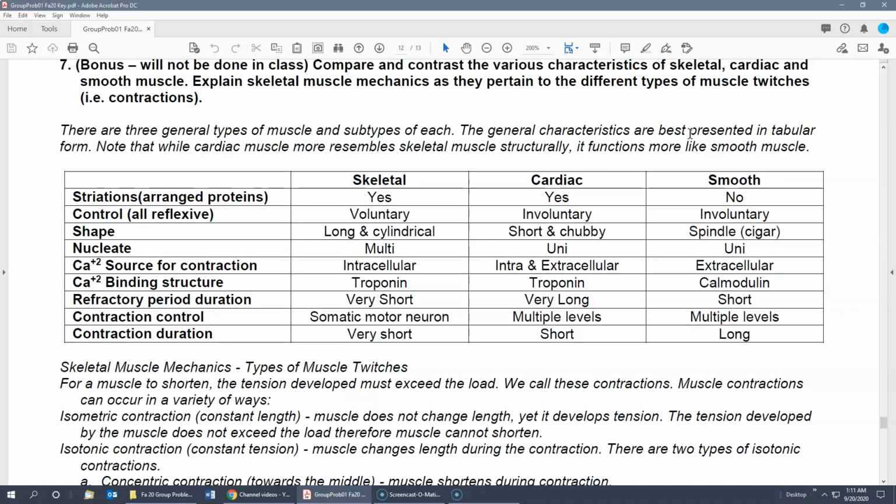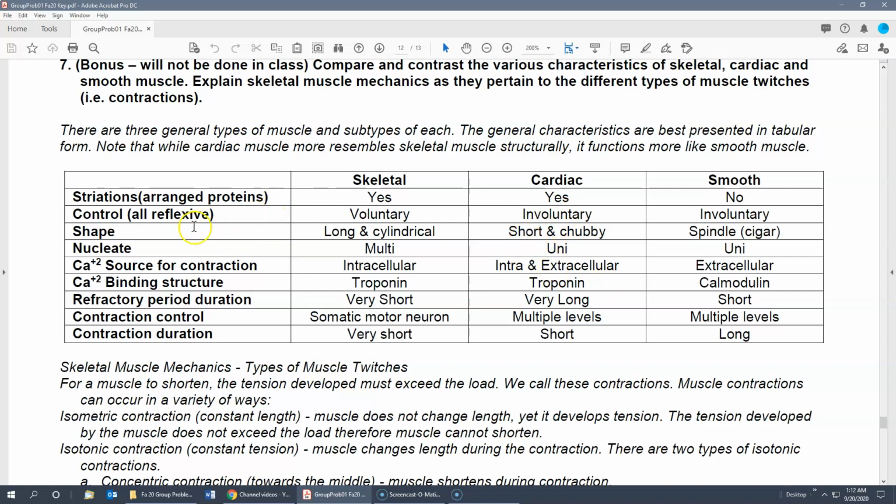So basically what number 7 asks is to compare and contrast the 3 major types of muscle: skeletal, cardiac, and smooth. And what I like to do is I like to put cardiac in the middle. I like to put it in the middle for a couple reasons, okay? In many ways, cardiac looks a lot like skeletal, but behaves a lot like smooth. And obviously it has its own attributes as well.